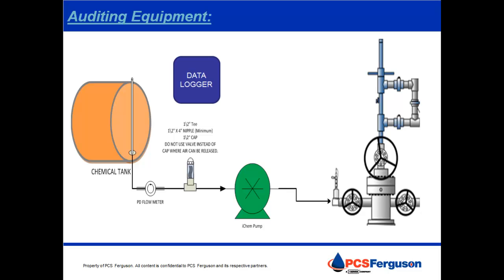Notice the three key components: the positive displacement meter, used to measure the chemical injected, the pulsation dampener, used to protect the integrity of the measurement from the pump, and the data logger, to record the findings.